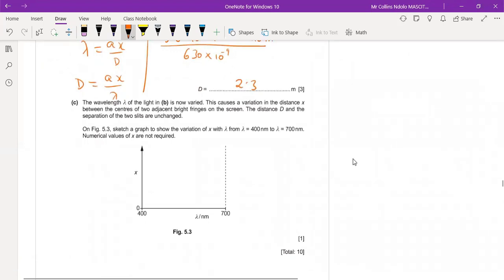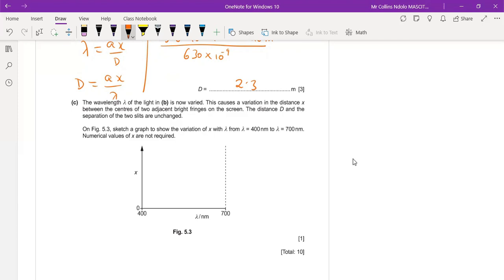Okay, the wavelength lambda of the light in B is now varied. This causes a variation in the distance x between the centers of the two adjacent bright fringes on the screen. The distance D and the separation of the two slits are unchanged. Okay, so sketch a graph to show the variation of x with lambda from 400 to 700 nanometer.